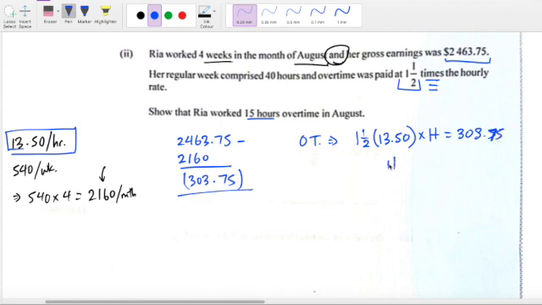And so H would be the 303.75 divided, because you could think of multiplication as one number. Throw this across. It'll be divided by 1.5 times 13.50. Yeah? And so H now works out to be 15.